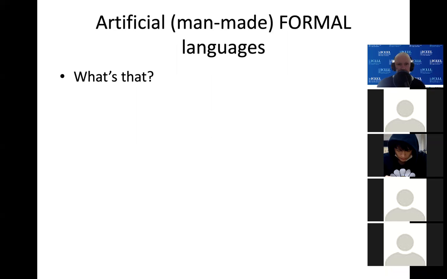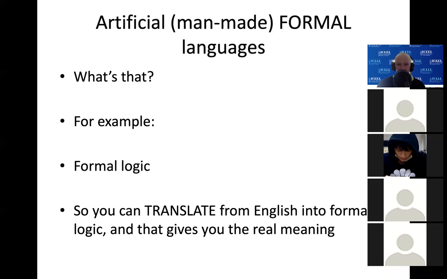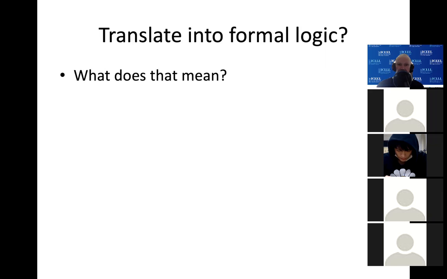Artificial man-made languages, what's that? For example, formal logic, right? Computer programs would be another example, right? But formal logic, as we mentioned, you can translate from English into formal logic, and that gives you the real meaning. Is this what he's saying, right? What is true? The meaning of the sentence is what makes that sentence true. True, false, 1 0, on, off.